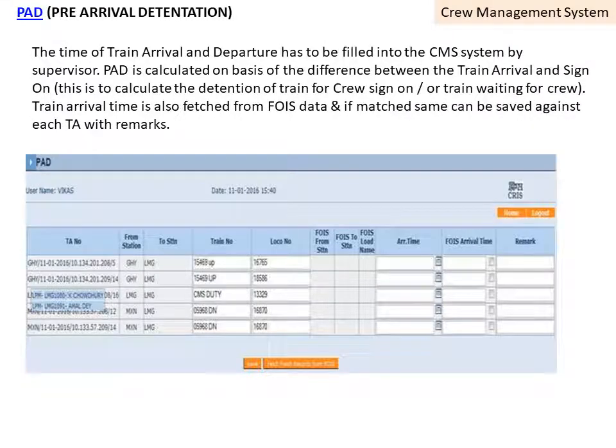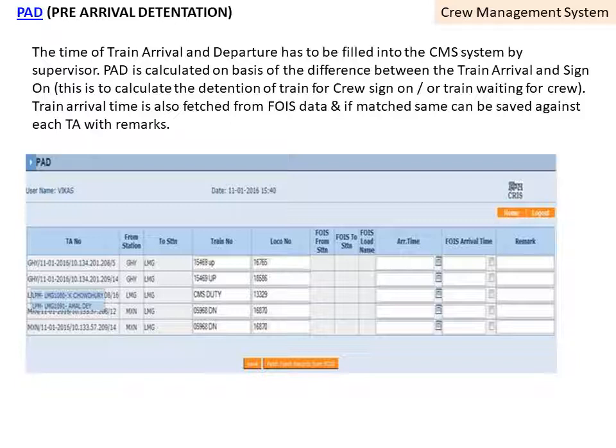PAD, pre-arrival detention. The time of train arrival and departure has to be filled into the CMS system by the supervisor, nothing but the loco supervisor. PAD is calculated on the basis of the difference between train arrival and signing on. This calculates the detention of the train for the crew signing on, or the train waiting for the crew. The train arrival time is also fetched from the FOIS data.